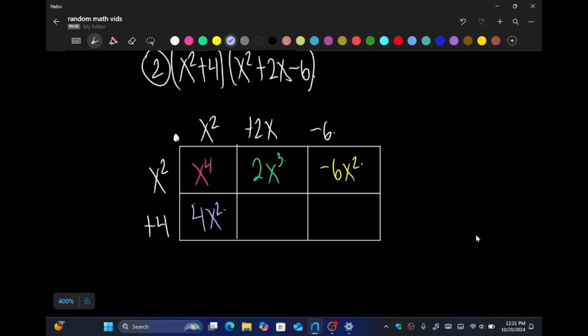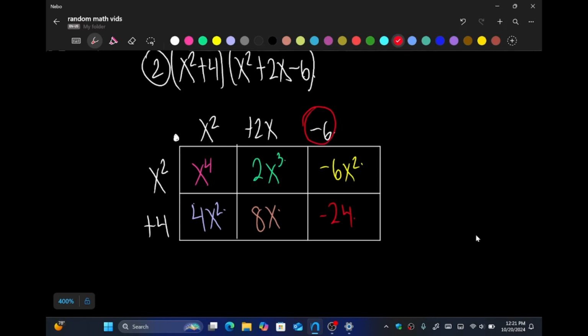And then 4 times 2x, that's 8x. And then lastly, 4 times negative 6, and that's going to be negative 24.